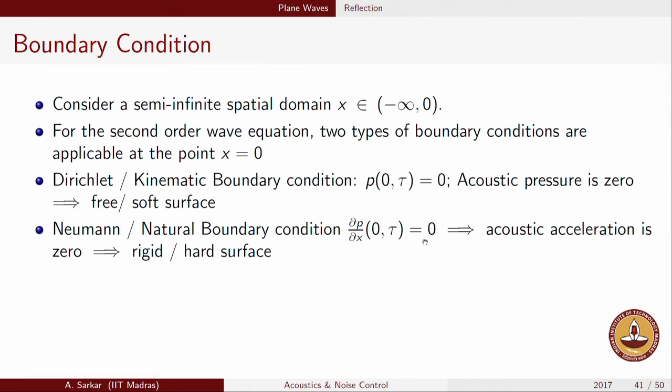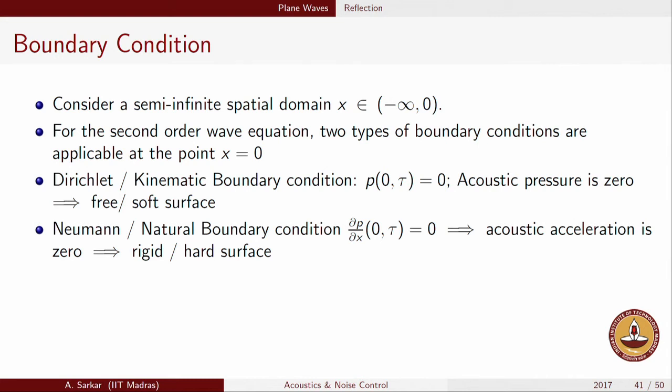spatial derivative. But then if you realize the physical implication of this boundary condition: if you look back at the Euler equation, it says that the acceleration is equal to the gradient of the pressure. In one dimension, the gradient of the pressure is del p del x. So del p del x being equal to 0 essentially means the acceleration at x equals to 0 has to be 0 for all times.